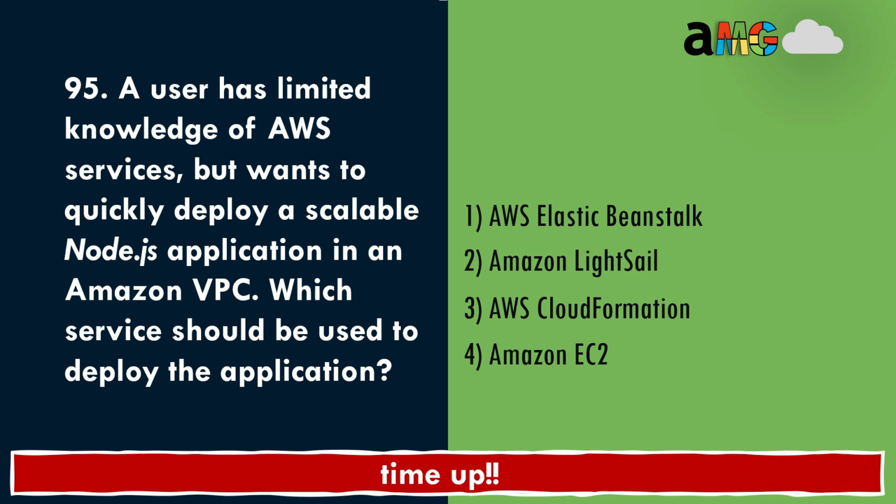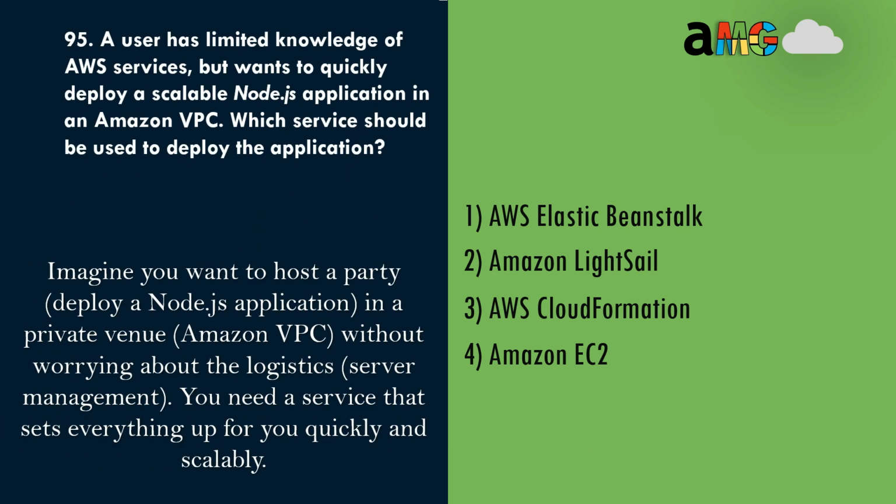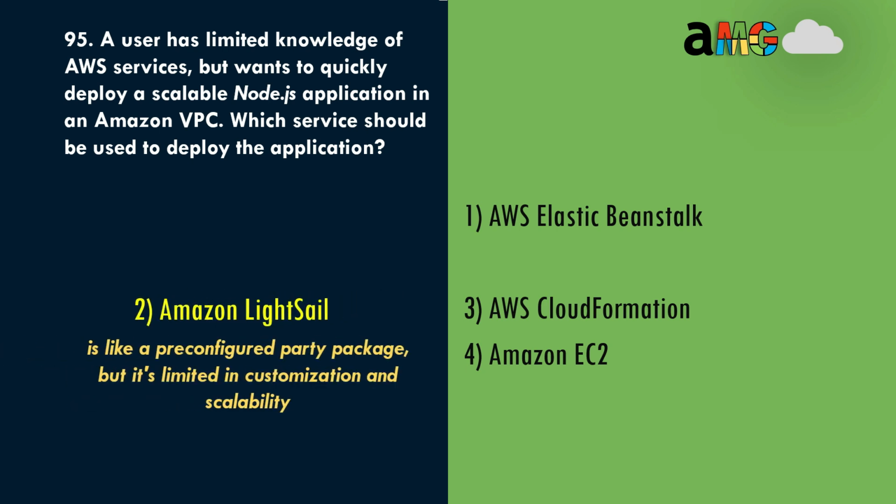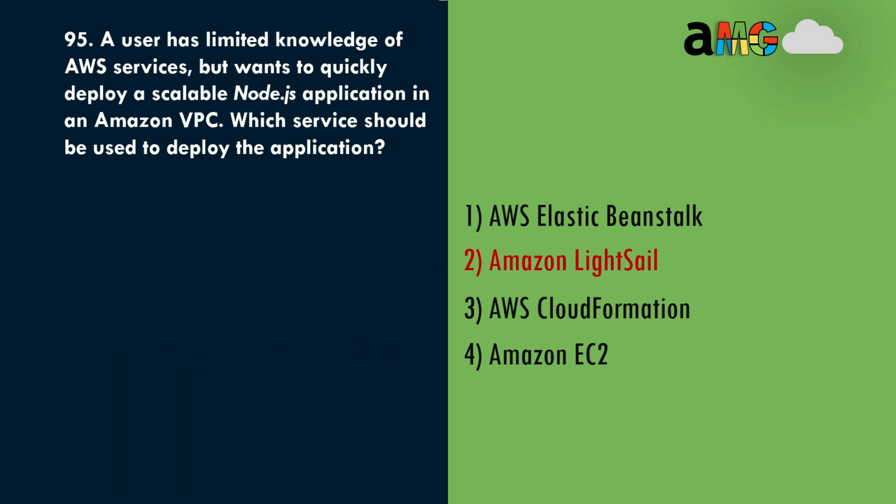Okay, time up. Now imagine you want to host a party, meaning deploy a Node.js application in a private venue, which is the Amazon VPC, without worrying about the logistics, which is the server management. You need a service that sets everything up for you quickly and scalably. Alright, so option 2, Amazon Lightsail, is like a pre-configured party package, but it's limited in customization and scalability. So this is not the correct answer.